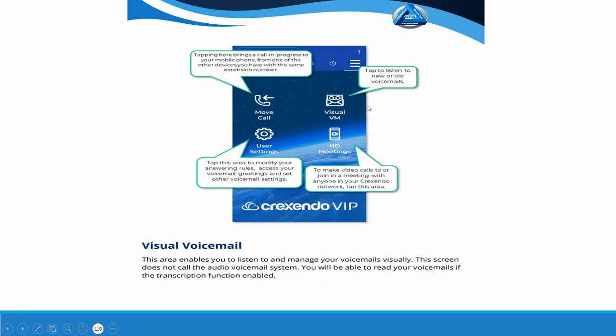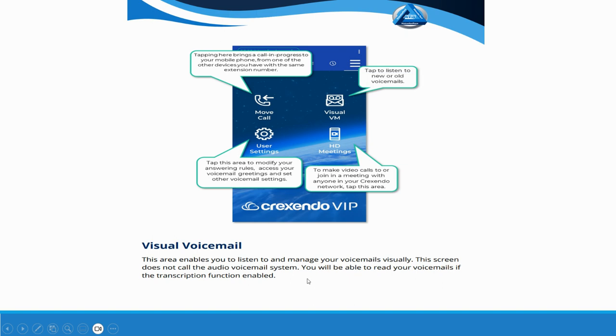Visual voicemail: tap to listen to older or new voicemails. To make a video call, to join a meeting, or to reach anyone that has Crescendo Network, tap this area. And also tap this area to modify your answering rules, access your voicemail greetings, and set up other voicemail settings.